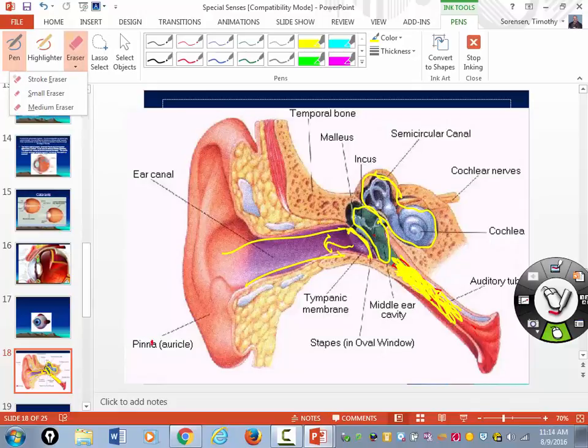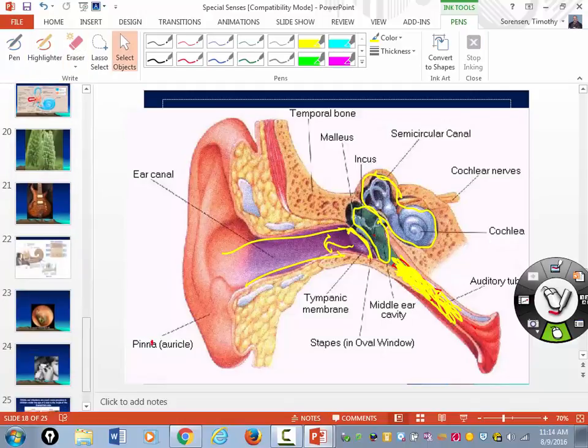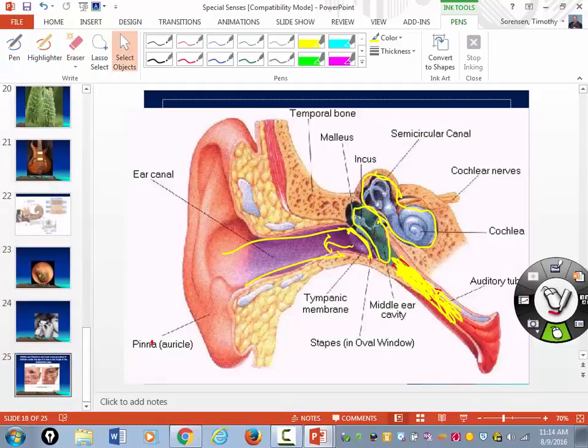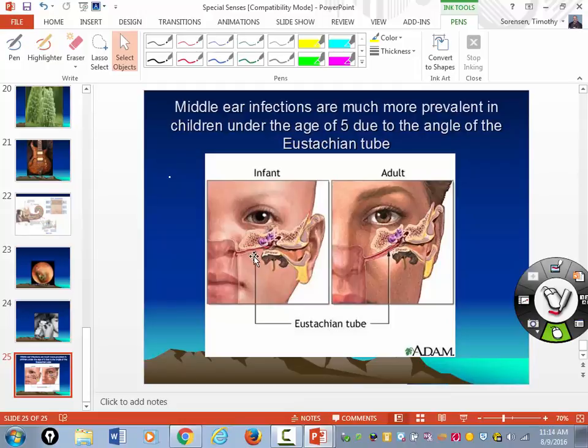Now, look. Little kids, babies, up until about the age of 5, and typically up until the age of 3, their eustachian tube is at a much more acute angle. As you age, the eustachian tube becomes more obtuse, more slanted. So this allows goo and stuff to go in the back of your throat. That's why kids under the age of 5 typically get ear infections, like every 6 months.